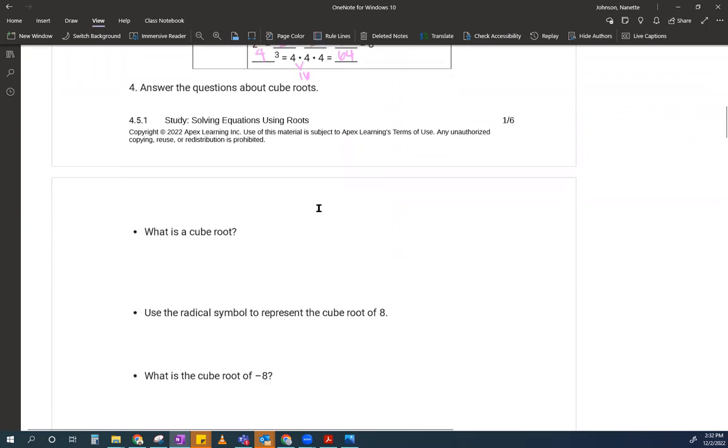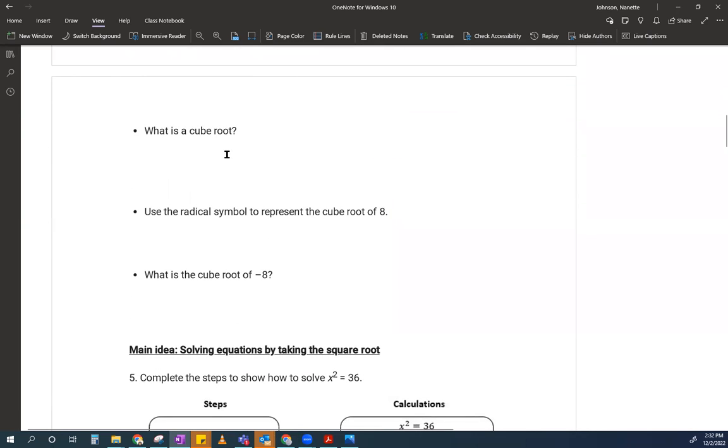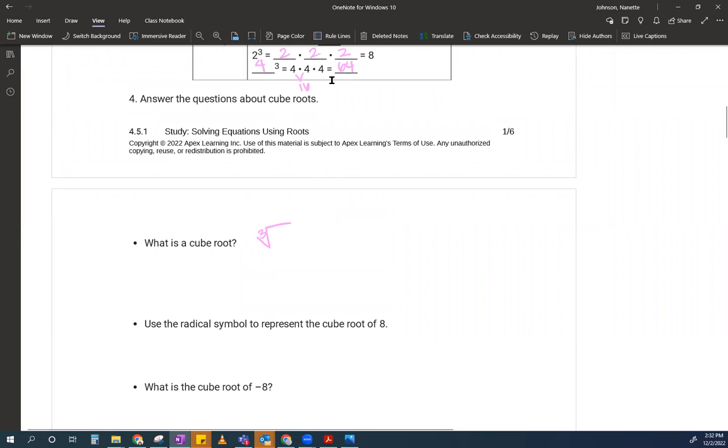Okay, so the next piece. What is a cube root? This is how we write cube roots. A cube root is the number that produces a given number when it's multiplied by itself 3 times. For example, 4 times 4 times 4. Use the radical to represent the cube root of 8. Go ahead and try writing the cube root of 8. Okay, very good. You should have written the cube root of 8.